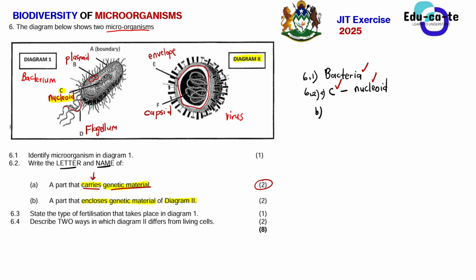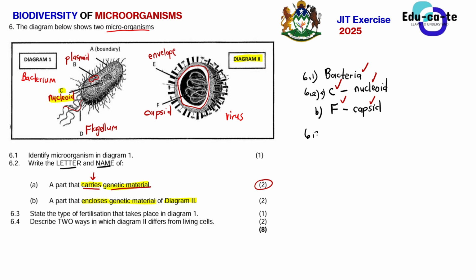So you can now see the difference, right? In a bacterium, we say it's a part that carries genetic material. It's a nucleoid. But in a virus, we talk of a part that encloses or covers the genetic material of a virus. And in this case, that's going to be our part F there. I'm going to say this is part F and give it a name, the capsid. So this is our capsid. That's going to be 1 mark for the letter, 1 mark for the name. Then now we go to 6.3.